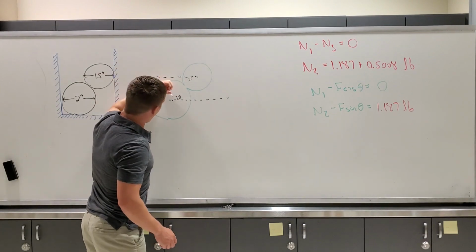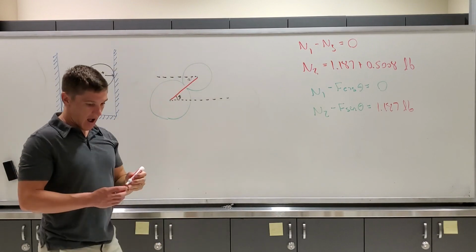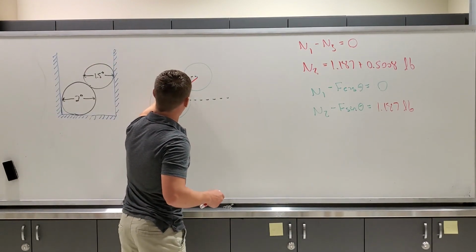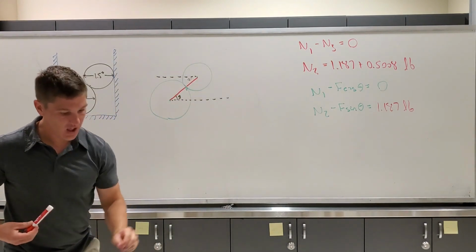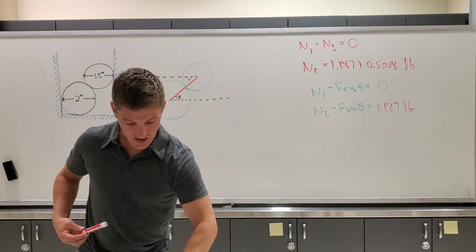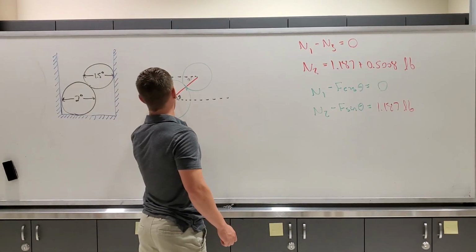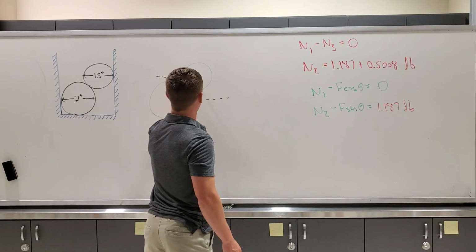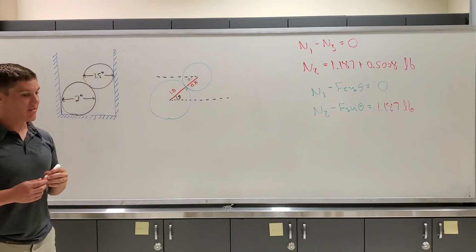So if I have my line that connects the centers of my two circles, I know the length of that line because the length of that line is just the radii of the circles added together. So the length of this line is just going to be the 1 inch plus 0.75 inches. So I have 1.0 inch here, then I have the 0.75 inches here. So the length of this line is 1.75 inches.